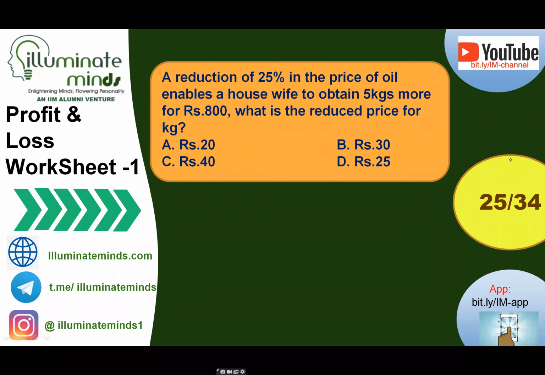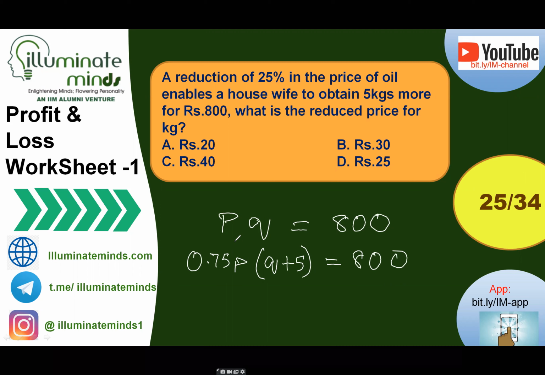A reduction of 25% in the price of oil enables a housewife to obtain 5 kgs more for rupees 800. Same story. Price into quantity is equal to 800. So P into Q is equal to 800. Reduction of 25% price is 0.75P. Enables 5 kg more for rupees 800. So I will put this equal to this.